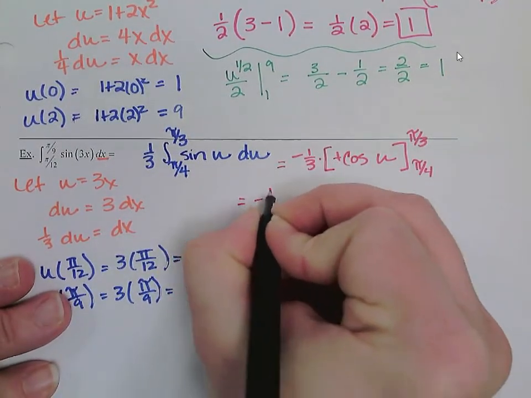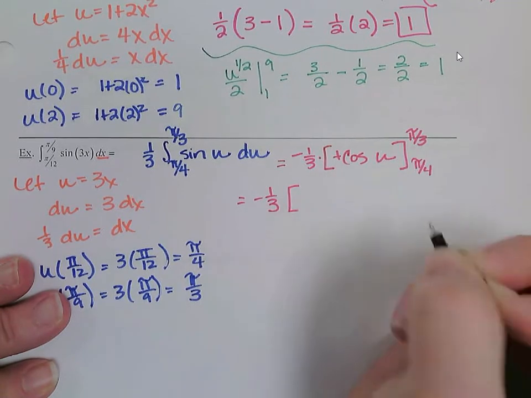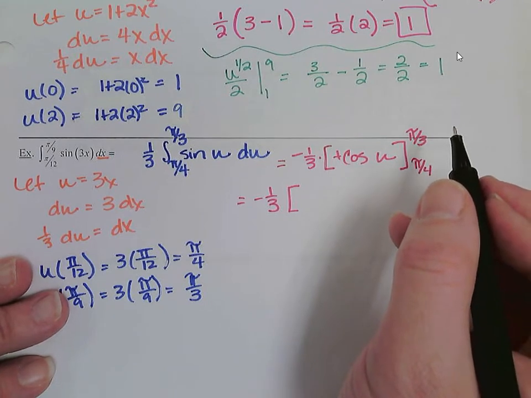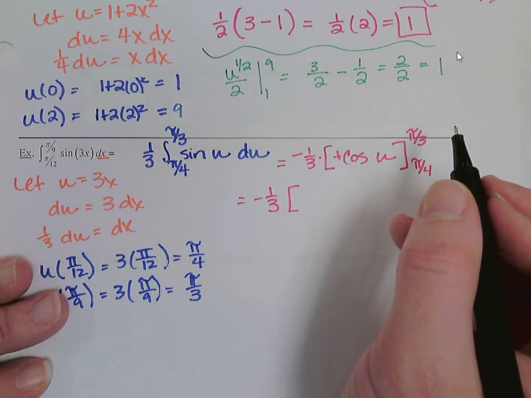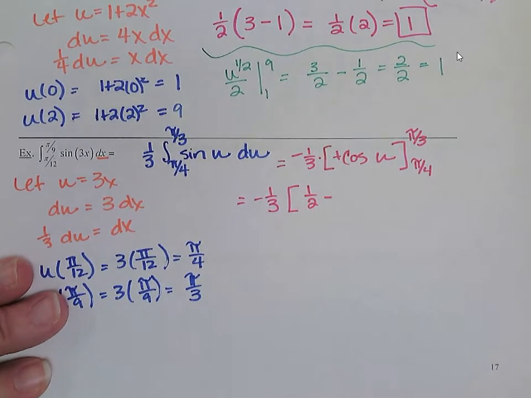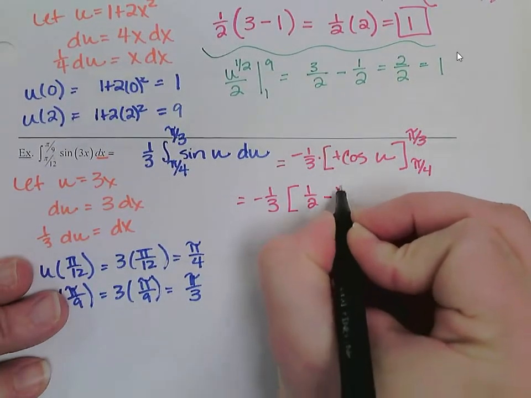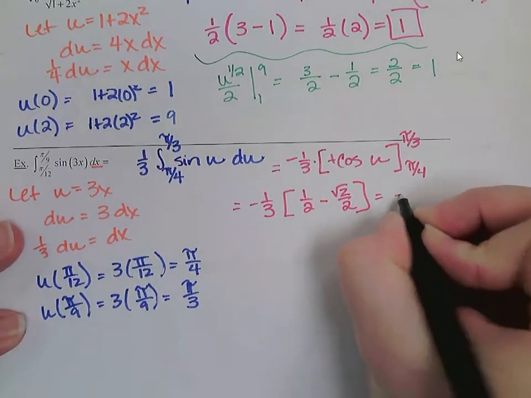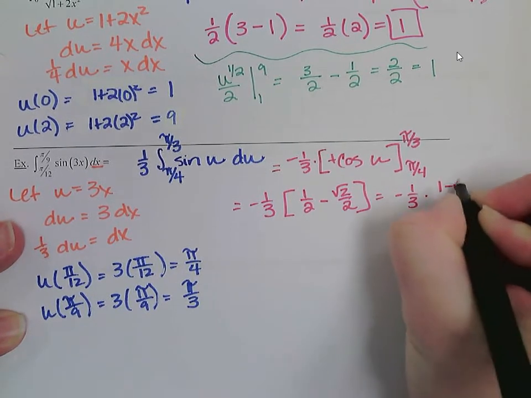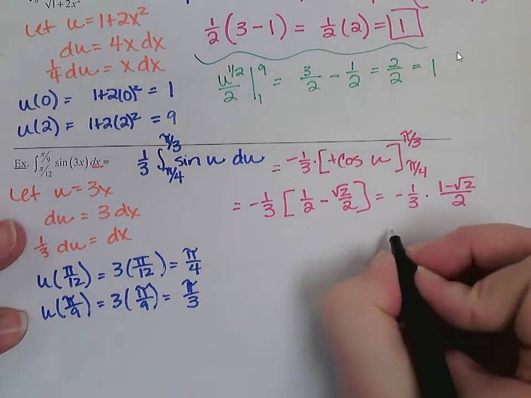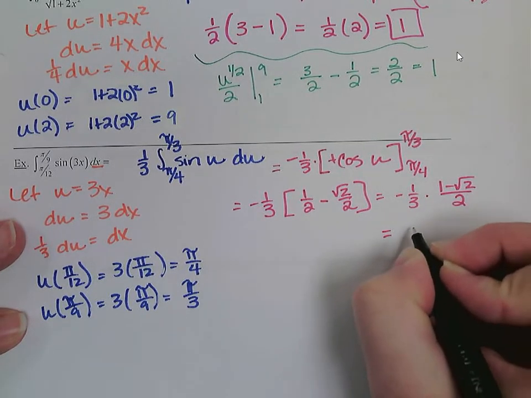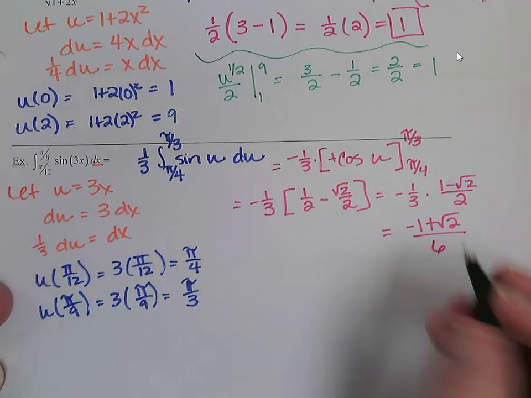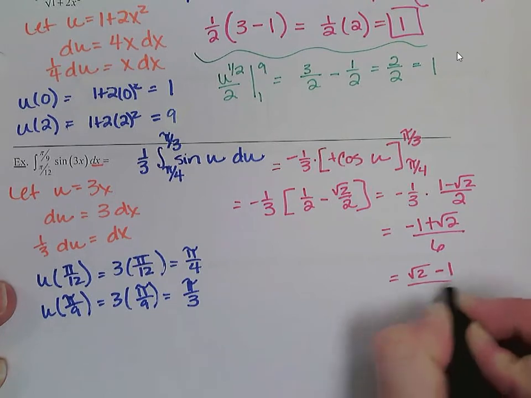So I have negative 1/3 times cosine of pi over 3 is 1/2. Good. Minus cosine of pi over 4 is root 2 over 2. That's the easier one to work with. So I have negative 1/3 times 1 minus the square root of 2 over 2 would be negative 1 plus the square root of 2 over 6. Or I like this better, square root of 2 minus 1 over 6. Either way.